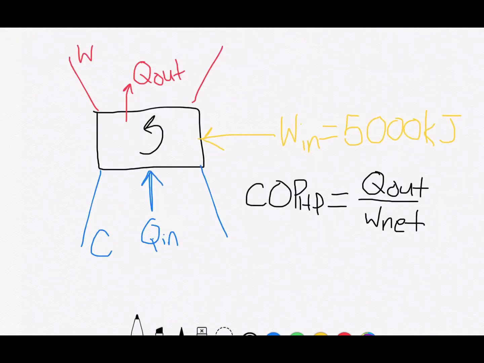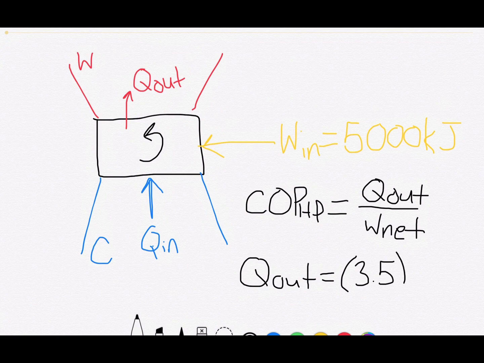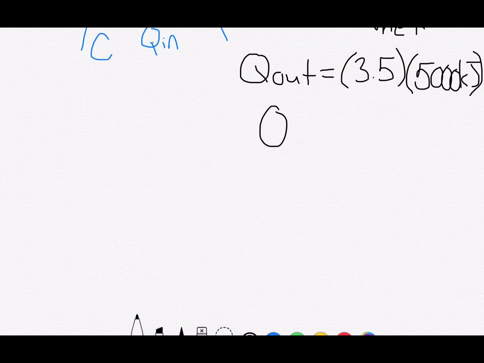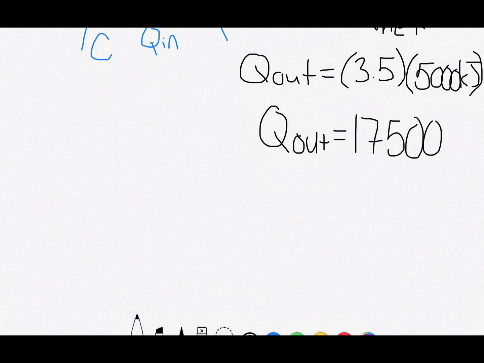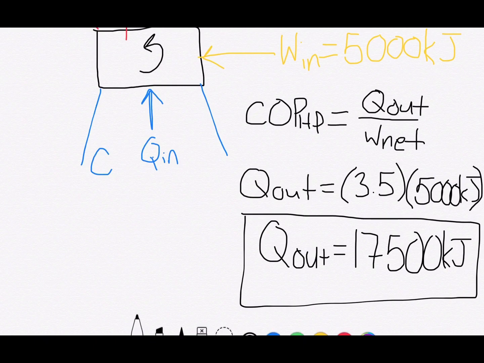So now we just do some basic algebra and we arrange for the heat out, and we find that it's just going to be the coefficient of performance, which we said is 3.5, times the net work, which is 5,000 kilojoules. And when we do this, we find that the heat out is equal to 17,500 kilojoules.